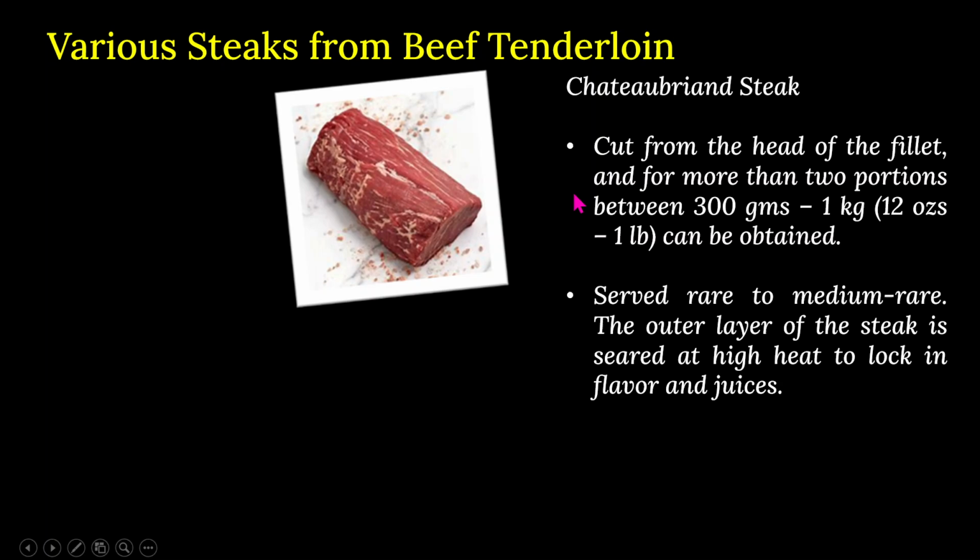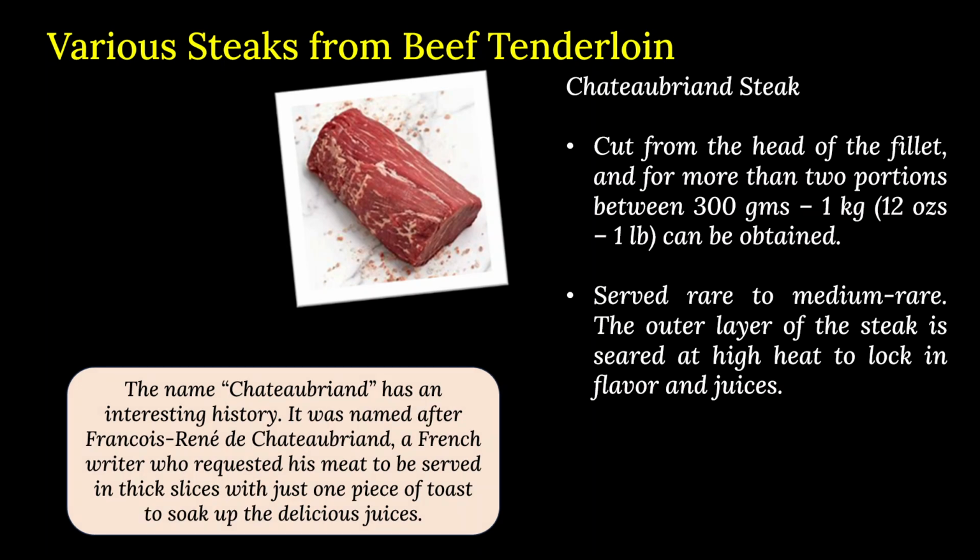So first, from the head of the fillet comes the steak Chateaubriand. Chateaubriand can be the head of the fillet weighing around 300 grams to 1 kg, and it is normally cooked rare to medium rare, and it is normally made for two portions. Clear about Chateaubriand? A little more information. Why is the name given like that? The name Chateaubriand has an interesting history. It was named after François Chateaubriand.